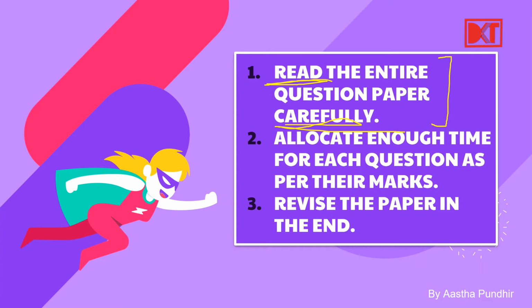All right. Then the second thing is to allocate enough time for each question as per their marks. Now, the HOTS questions, the last 5 questions of the Achievers section, are very important because they carry double the marks. So it is important that you leave sufficient time for the Achievers section questions. And sometimes it is also preferable that you attempt those Achiever section questions first.